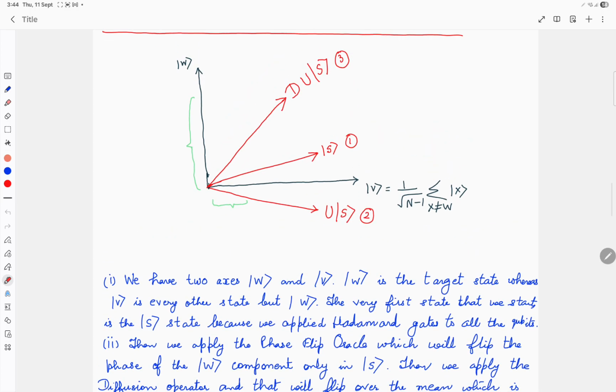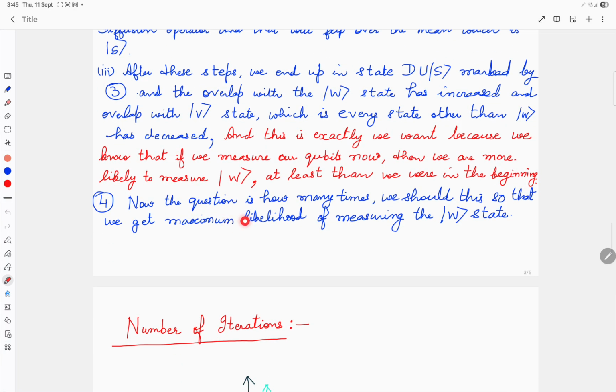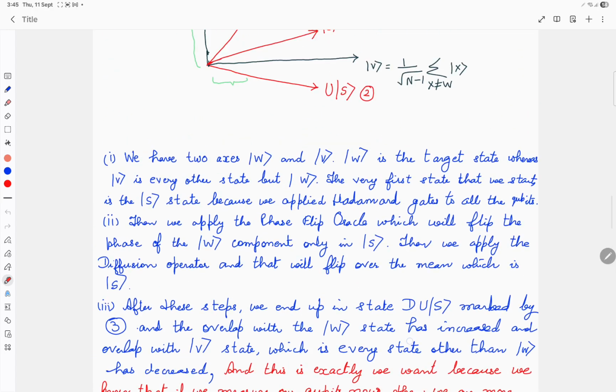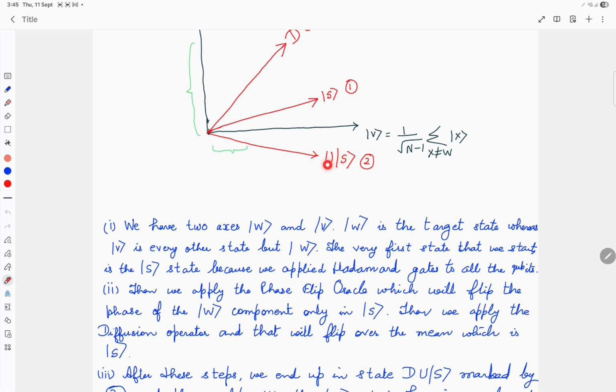If you look at the ket S state, the overlap with the V state is significantly higher than the overlap with the W state. But when we apply the phase flip oracle and the diffusion operator, the overlap with the W state has increased, whereas the overlap with the V state has further decreased. That actually proves quantum amplitude amplification, which says that the likelihood of the target state will increase, and the amplitude of the other states will be minimized as far as possible. Now the question is how many times we should apply this phase flip oracle and the diffusion operator.